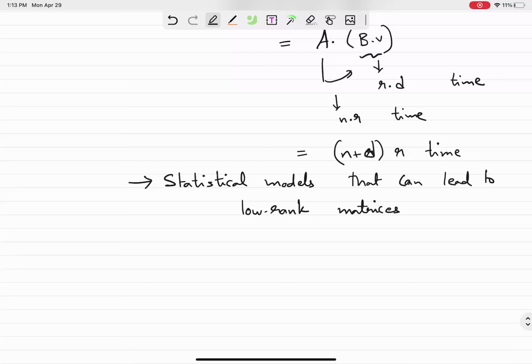In some cases, you can build good statistical models which naturally lead to matrices which should be close to being low rank. Okay, so in all of these senses, low rank is a pretty good assumption to make.